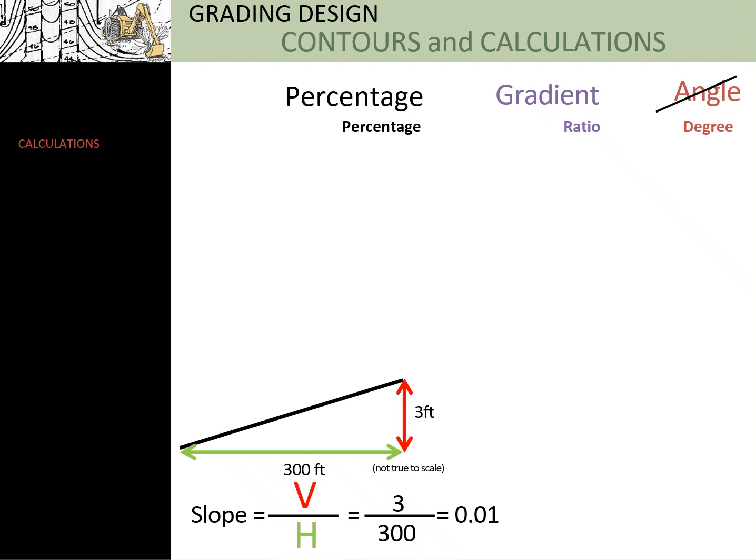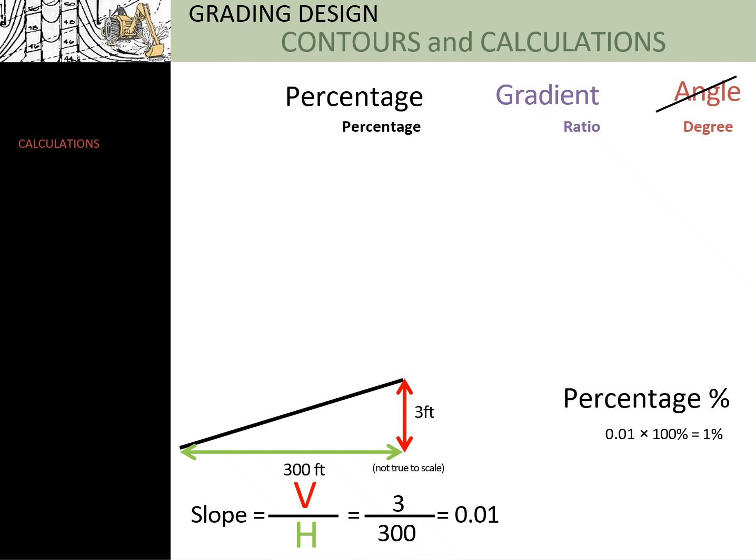If we go for slope percentage, what we need to do is to multiply it by 100 to turn it into a percentage. 0.01 times 100 equals 1. So now we can say it is a 1% slope.